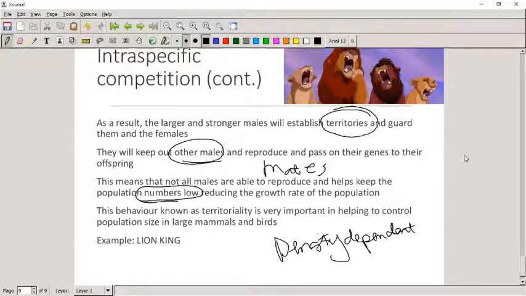And if we take a look at the story of Lion King, it's typically what happens. The story of Lion King is typically about intraspecific and interspecific competition. It illustrates it quite well.